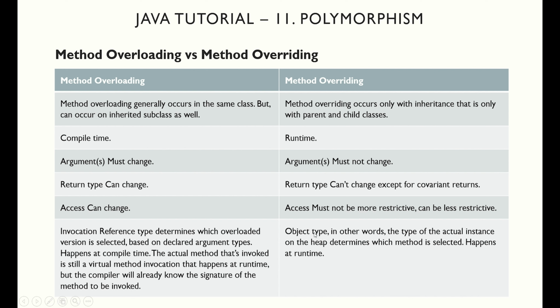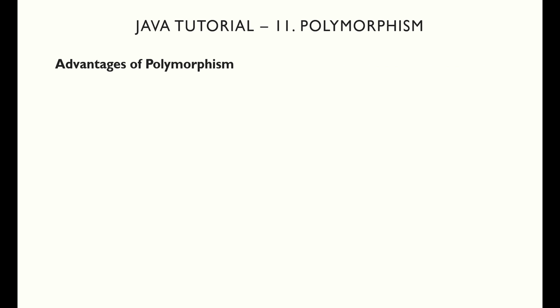In method overriding, the object type, in other words, the type of the actual instance on the heap, determines which method is selected. This happens at runtime. Advantages of polymorphism: it increases code reusability. It allows objects of different classes to be treated as objects of a common class. Classes that are written, tested, and implemented can be reused multiple times.